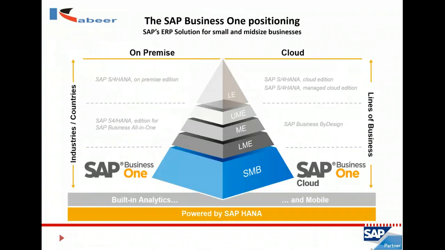I quickly want to give an overview of SAP Business One. If you look at this pyramid, on the top of this pyramid is large enterprises. In the bottom of this pyramid is small, medium businesses. Large enterprises, they use some different, so it's the same SAP, but a different product.